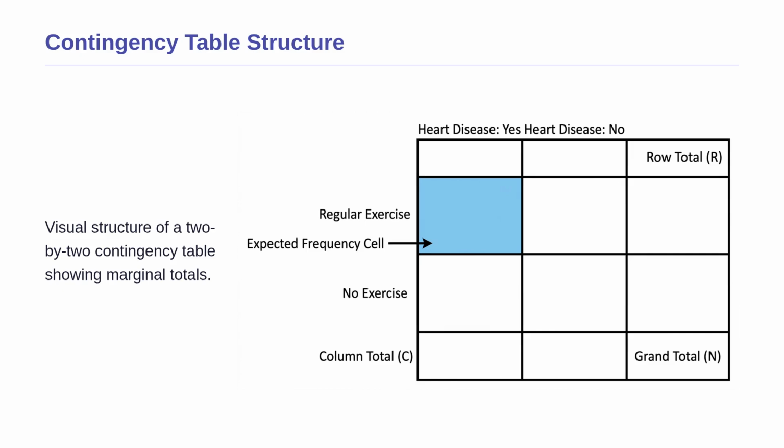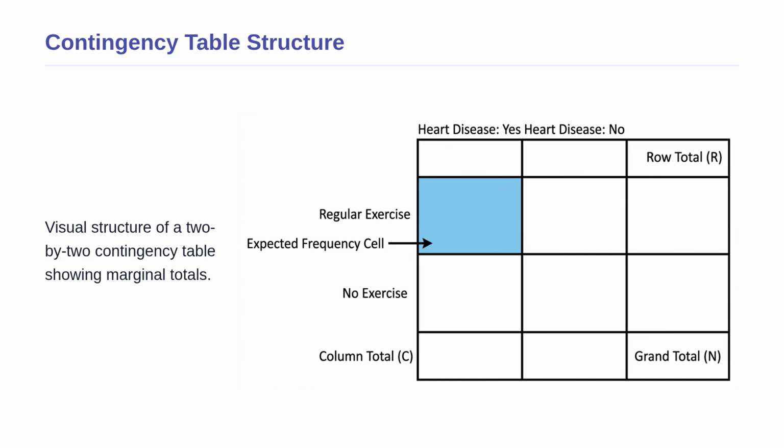Let us visualize exactly what this formula represents using a diagram of a 2x2 contingency table. You're looking at a grid that organizes our attributes. The rows represent exercise habits and the columns represent the presence of heart disease. Notice the highlighted cell in the top left? This is the specific intersection where a patient exercises regularly and has heart disease.